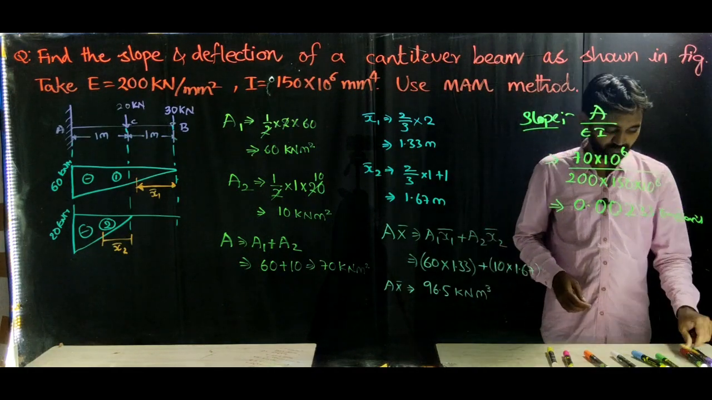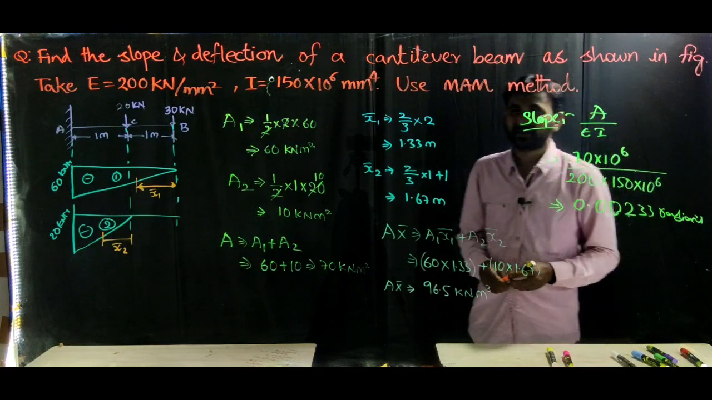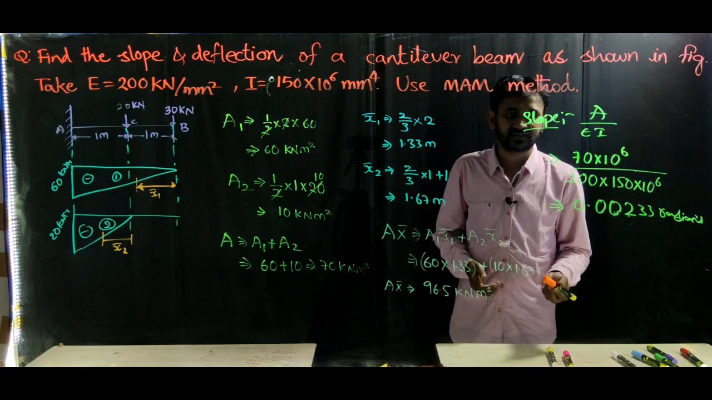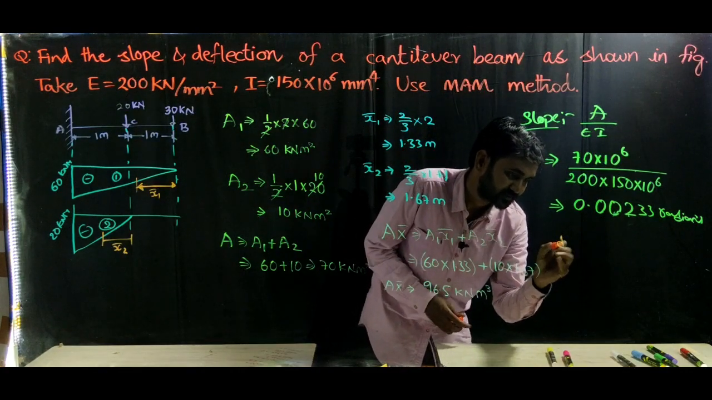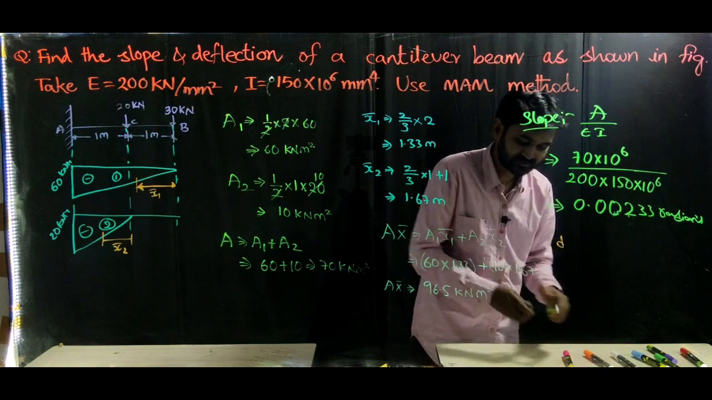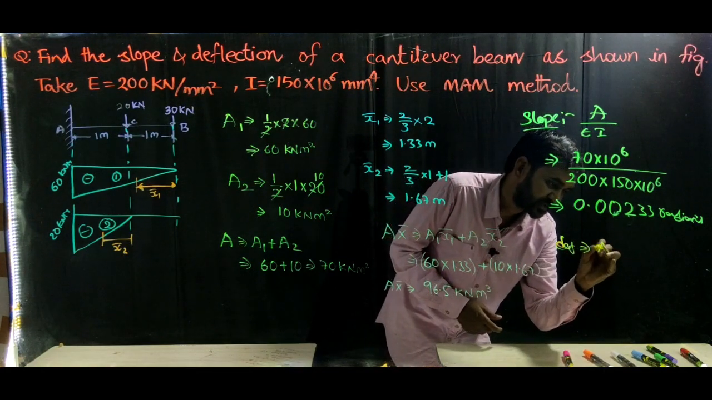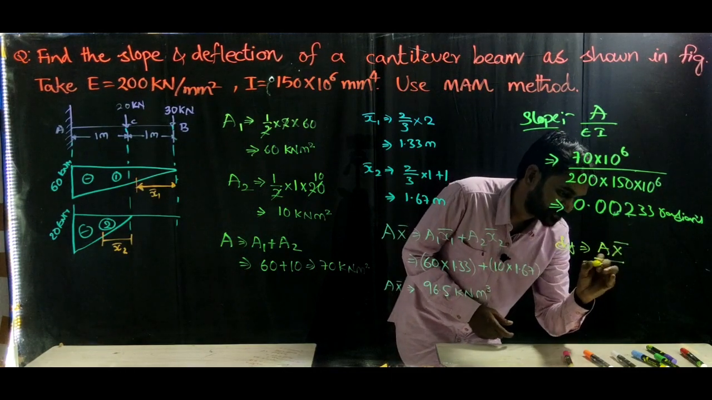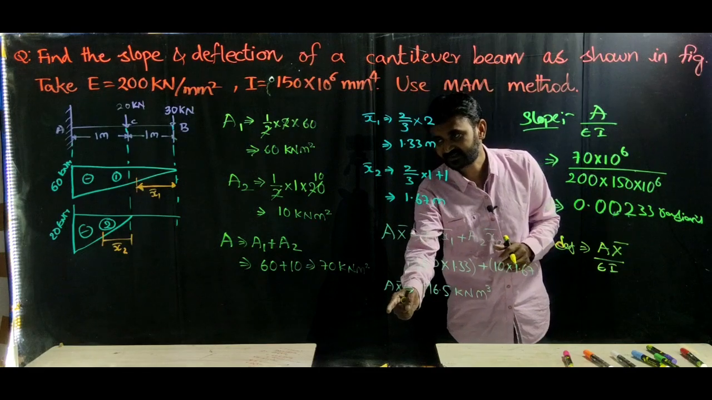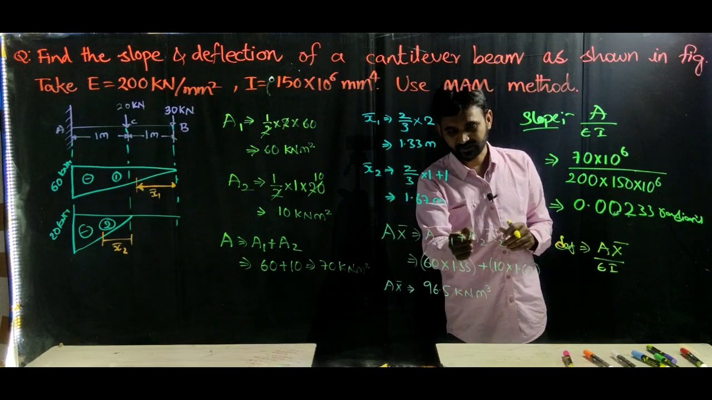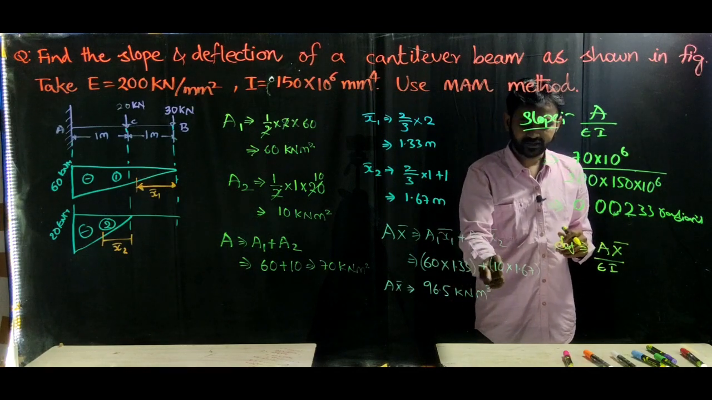Similarly, you have to go for the deflection also. What is the value of deflection? Deflection is nothing but Ax bar by EI. See, I got Ax bar. Ax bar in the sense I have calculated A1 x1 bar plus A2 x2 bar. So Ax bar equals 96.5 kilonewton meter cube.